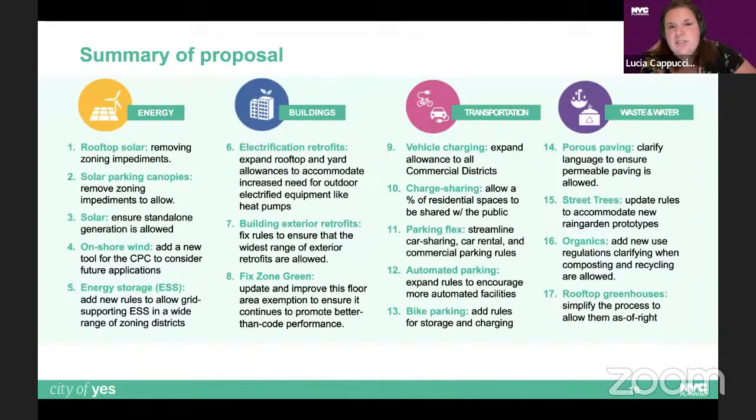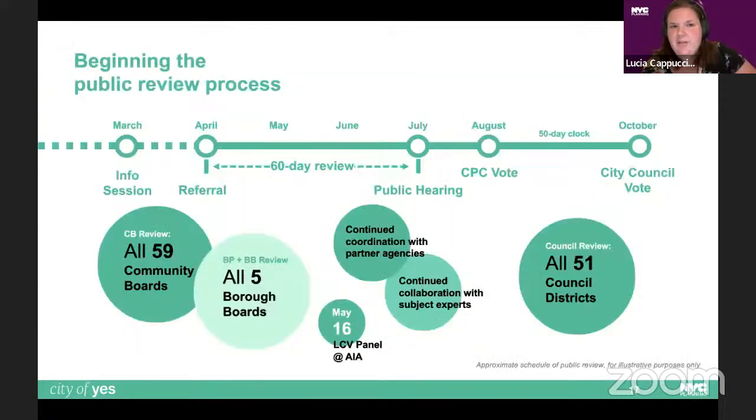So this concludes the overview of the 17 specific zoning changes we've identified to help support the larger project of decarbonizing our city. And I can come back to this slide as well. We just have two more. So as a citywide zoning text amendment, this process will continue for the next several months. All 59 community boards will be concurrently reviewing this proposal with their borough boards and the borough president. So that's where we are right now. Obviously, all the boards are reviewing this.